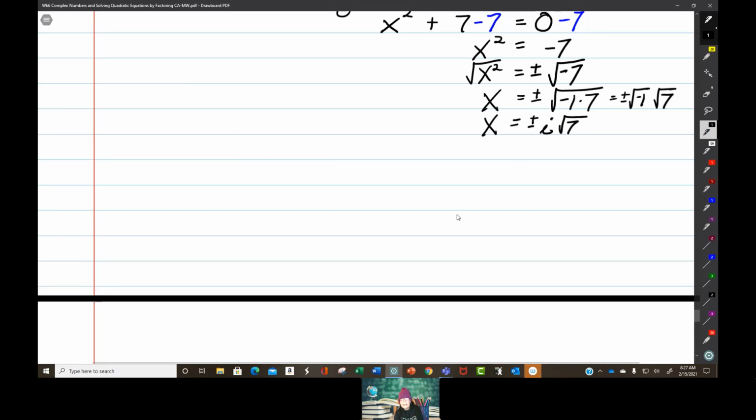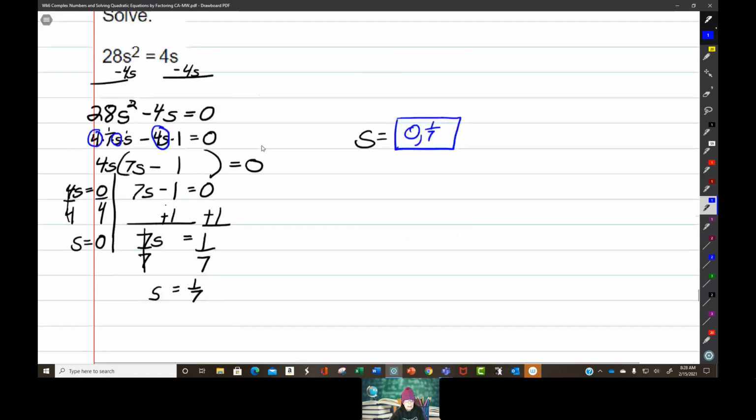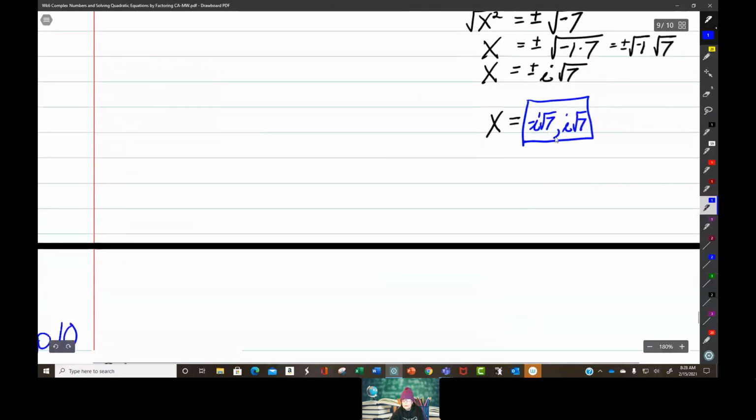And how you write this in the answer box, then I'll show you why with an example. Negative i times the square root of 7, comma, positive i times the square root of 7, unless the instructions say, and they don't, unless the instructions say to only use a+bi form.